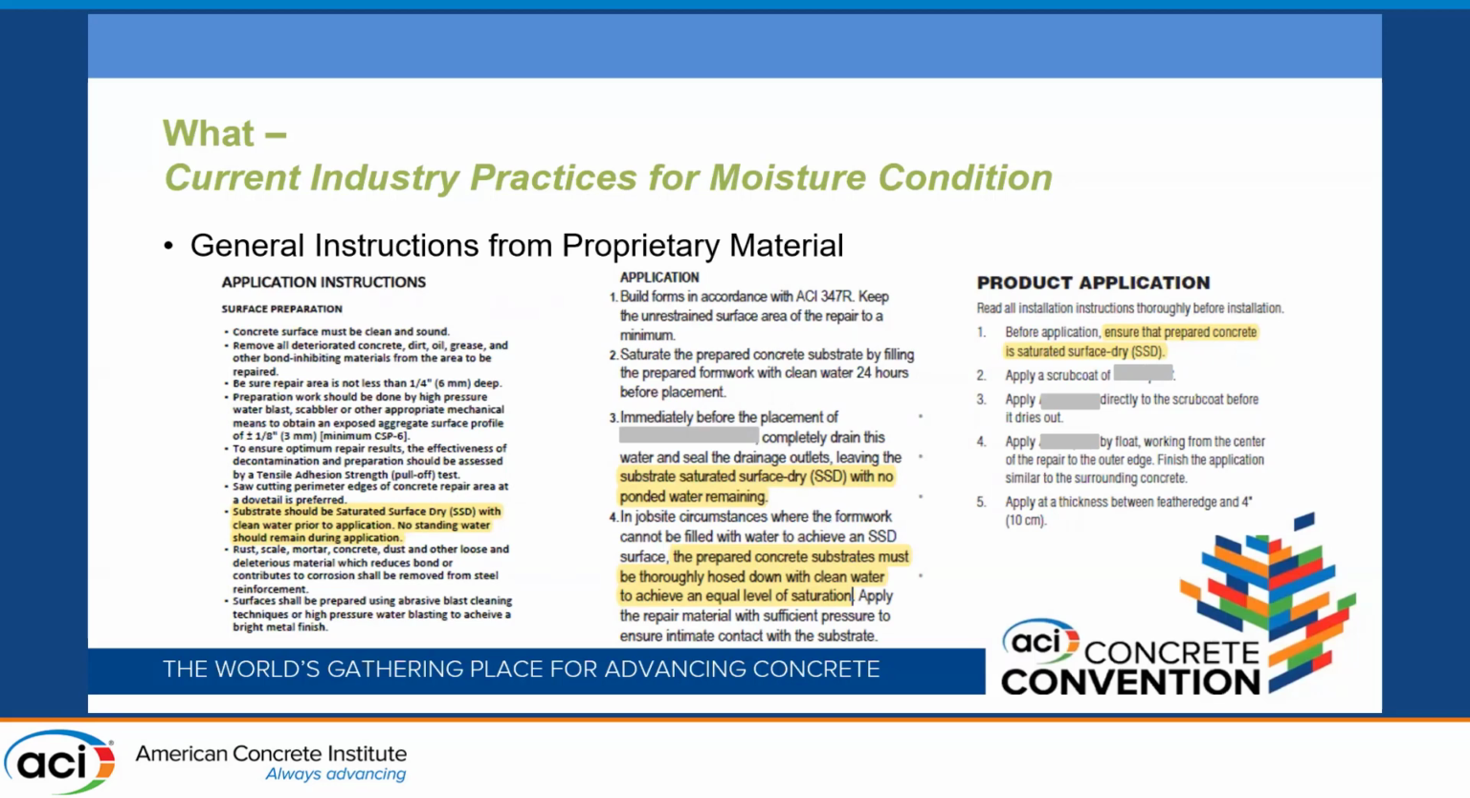highlighted the language about the moist condition. As you can see, all of them refer to SSD condition. So that's what we see in the general case.